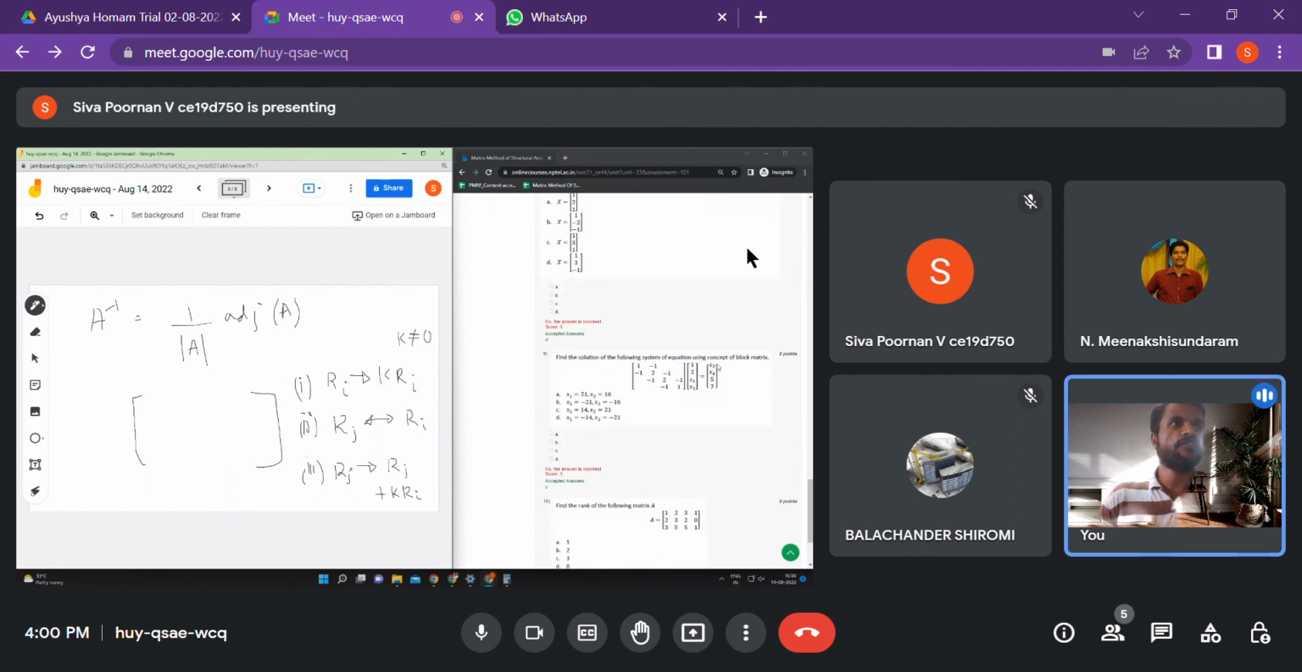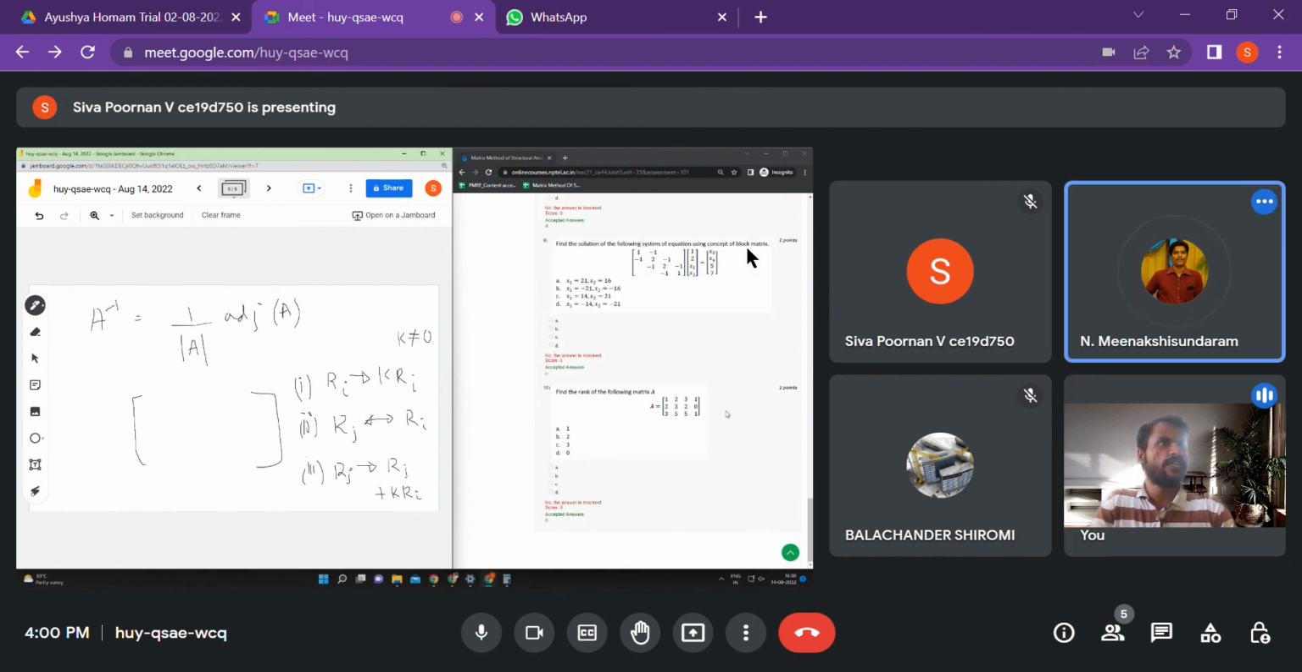Find the solution of the following system of equations using the concept of block matrix. This can again be solved using the concept of block matrix. It's covered in the course. You can just go through it. There are only two variables here and two variables there. You can equate them to find all four variables.